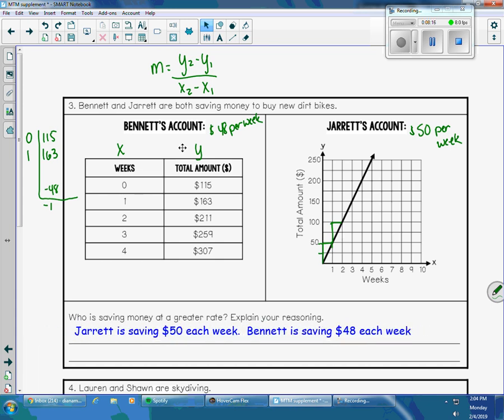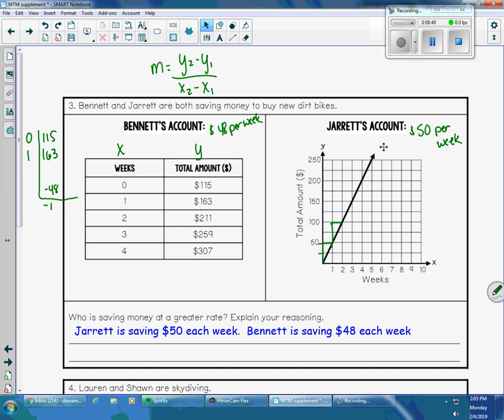But I'm thinking Bennett is probably going to reach his goal faster because although he's not saving as much money each week, he's starting off with a lot more money. So I don't know how much he needs for his dirt bike, but let's just say they need $300 for their dirt bike. Bennett's going to get there in 4 weeks, and it's going to take Jarrett more than 5 weeks to get there. I just want you to be able to interpret this graph. It's actually going to take Jarrett, what is it going to take him? He's saving $50 a week. It's going to take him 6 weeks to get there because I'd need another week to be at 300.